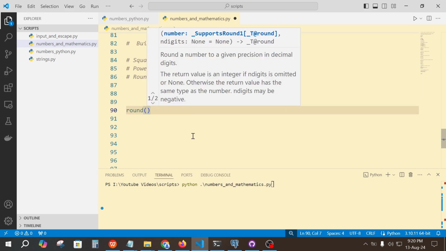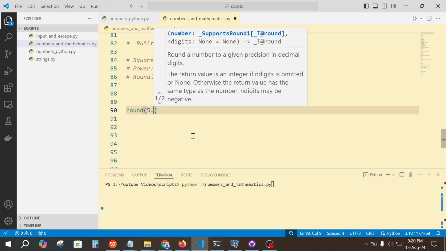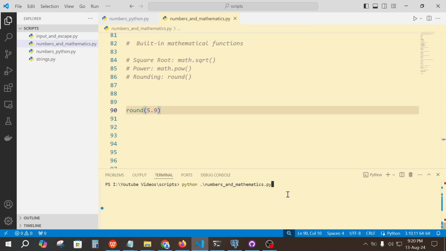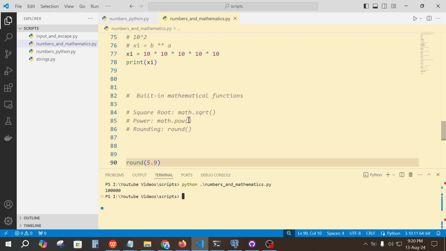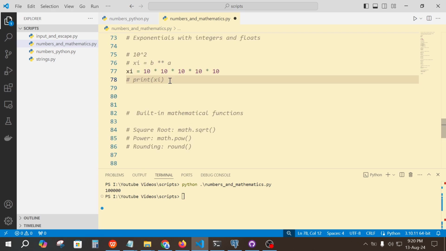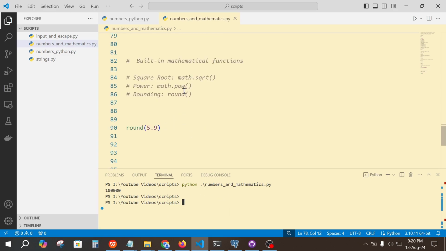Okay, and 5.9. Okay, and run the script. Okay, I think it's the previous one. Comment this. So you can see the script is running. I am just showing you that it is running and not giving any error.